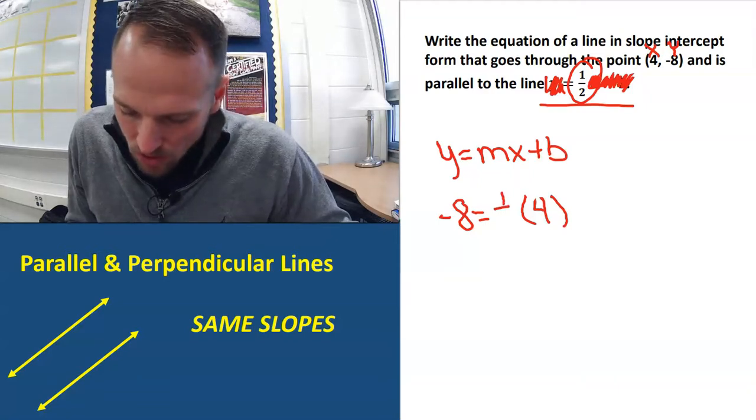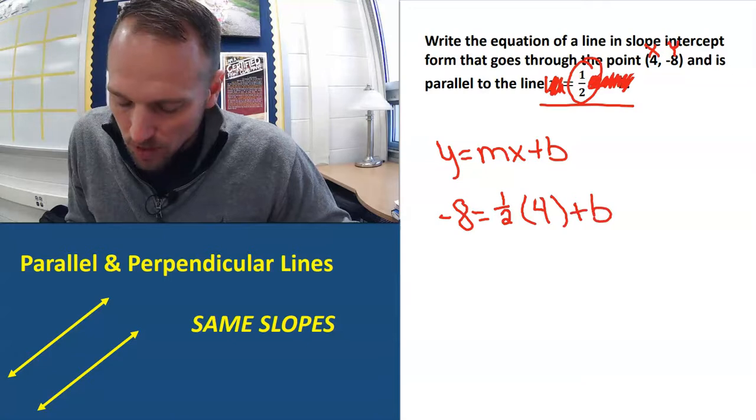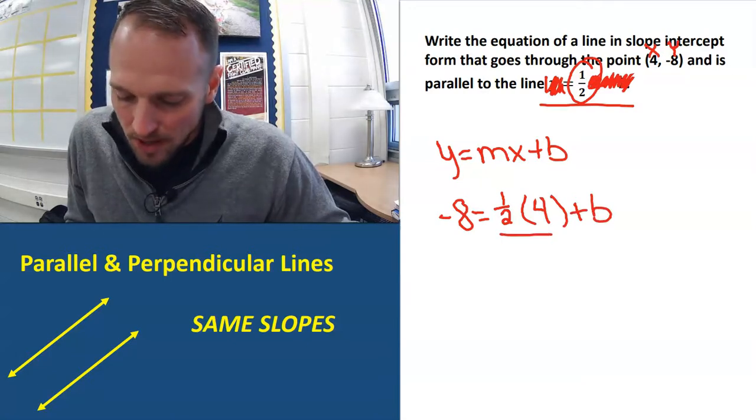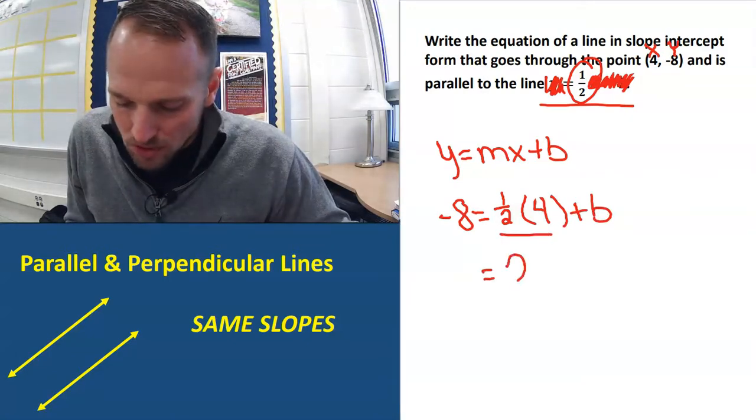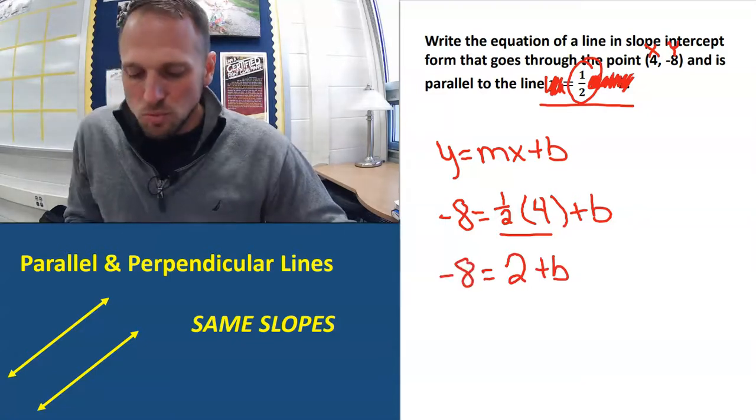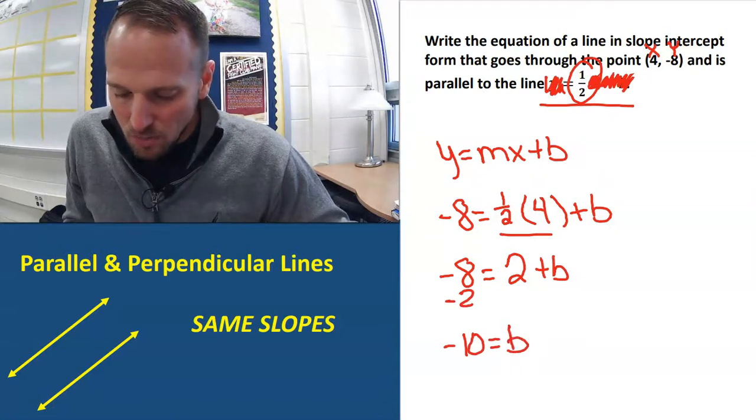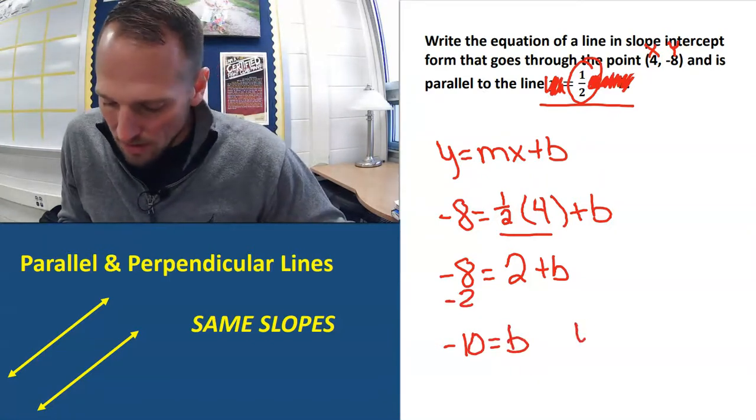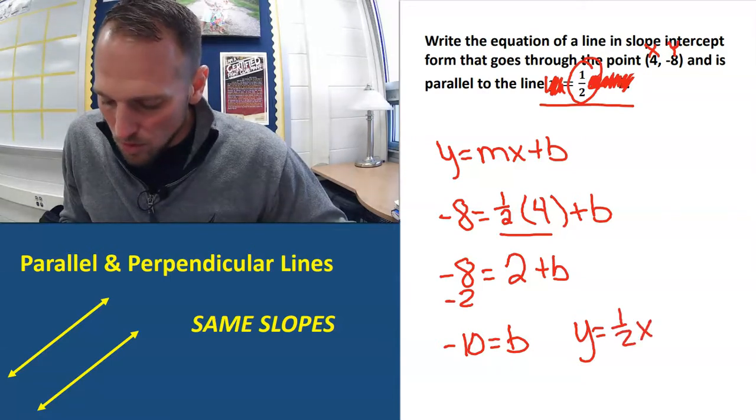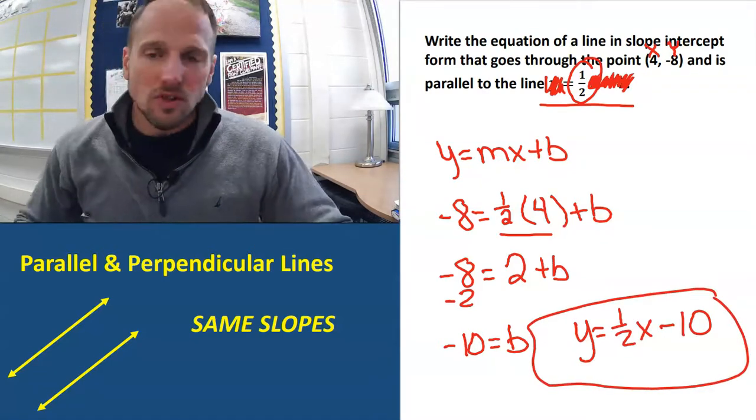So that's going to go in for m: 1/2 times 4 plus b. Let's multiply that. 1/2 times 4 is going to be 2. So we've got negative 8 is equal to 2 plus b. Subtract the 2, and I get negative 10 is equal to b. So we know our m is 1/2, y equals 1/2 x, and we know our b is negative 10. And that's our equation. That's all there is to it.